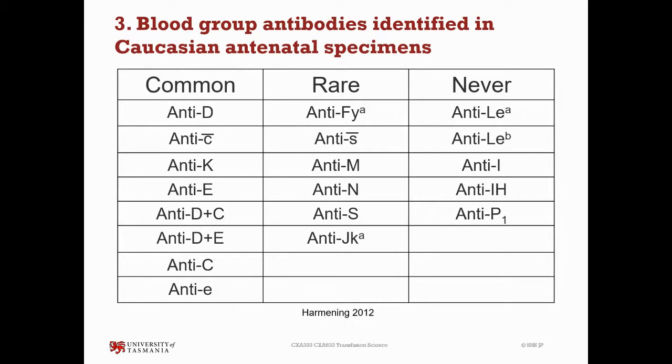So we've got ones that are commonly involved, ones that are rarely involved, and ones that are never involved. So why are these antibodies never implicated in hemolytic disease of the fetus and newborn? Exactly, because they're IgM class antibodies. These ones rarely do. We've got a bit of a mixture of IgG and IgM in those ones.